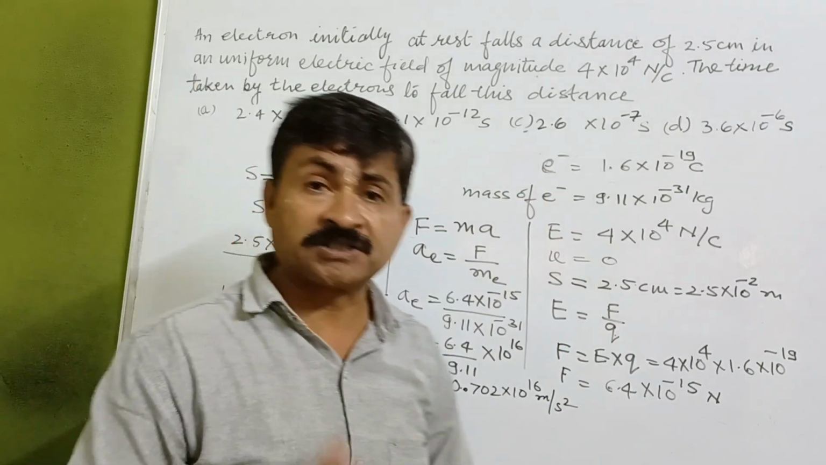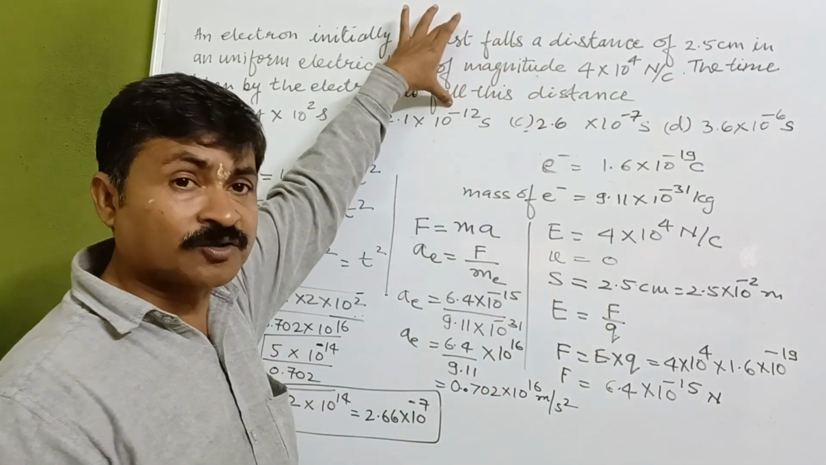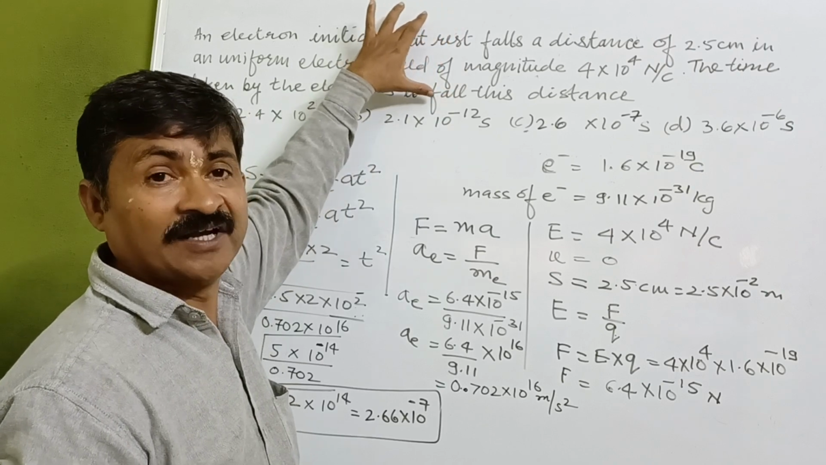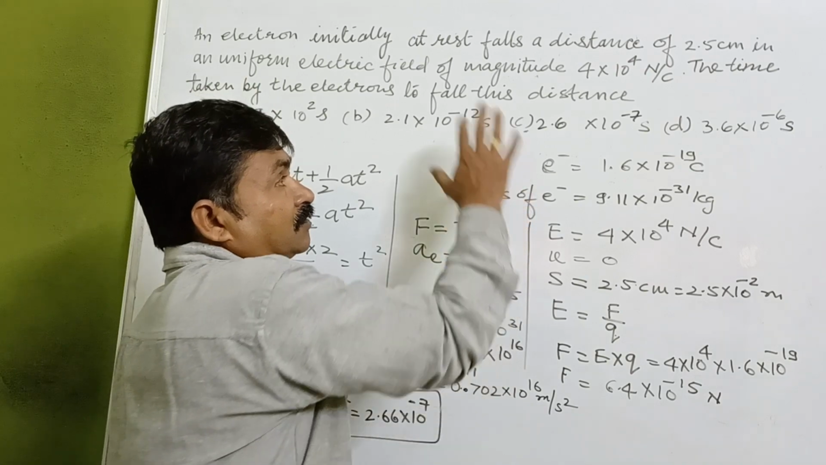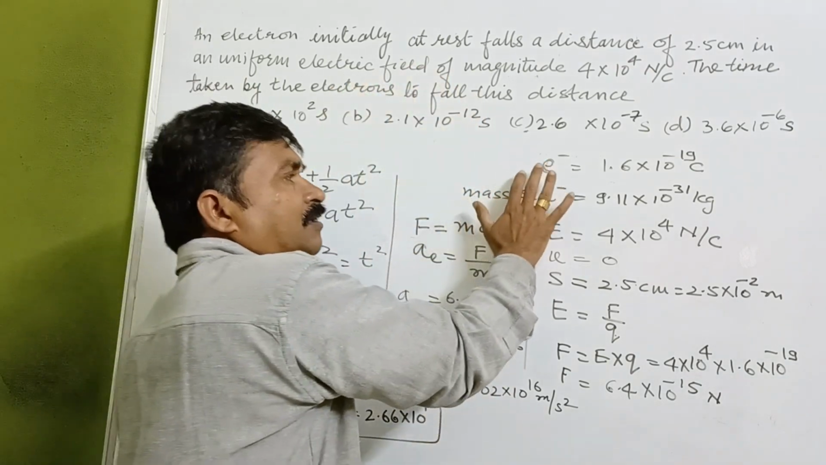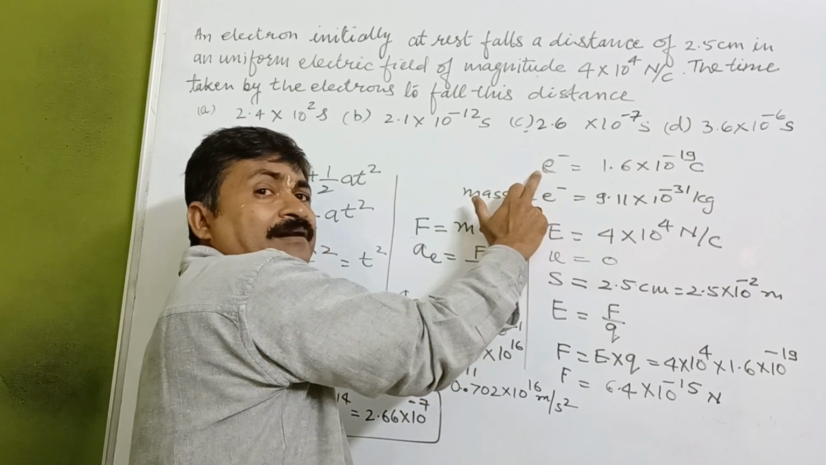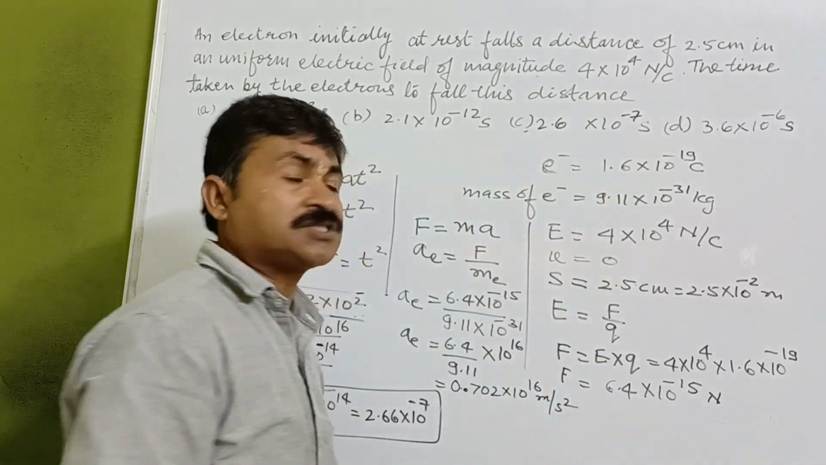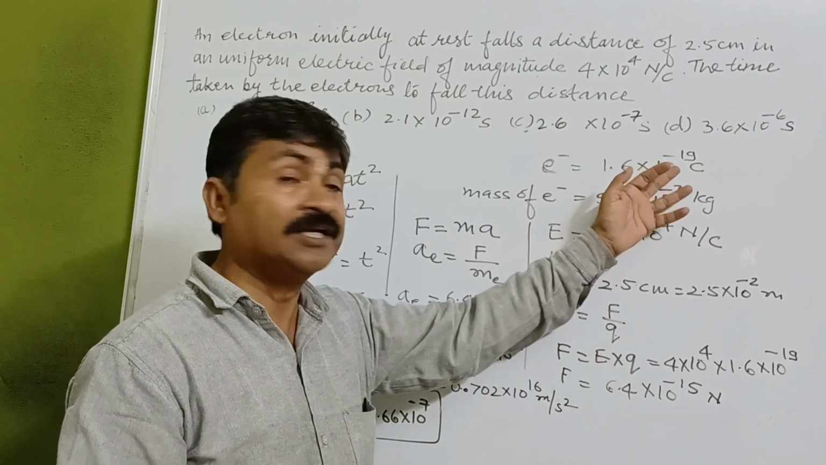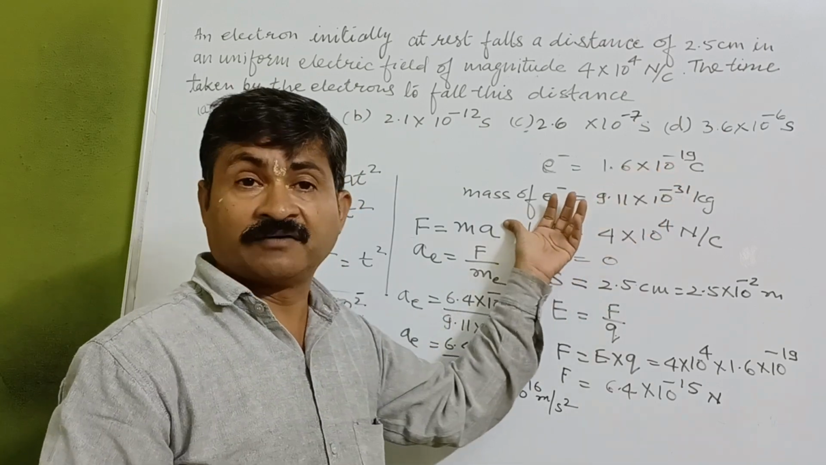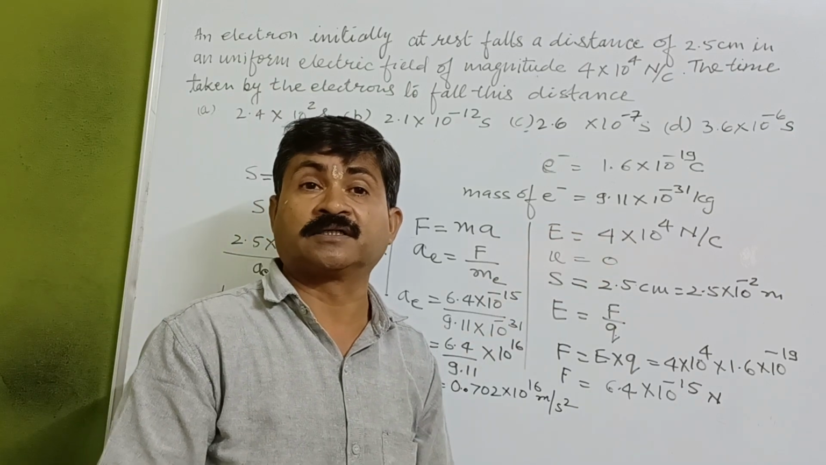Now the question given to us is based on electrostatics, on the electric field, and similarly it is on motion also. If we go through the question, there is a charge in the form of an electron. The electron has a charge that we know very well, 1.6 into 10 raised to the power minus 19 coulomb. The mass of the electron is 9.11 into 10 raised to the power minus 31 kg.